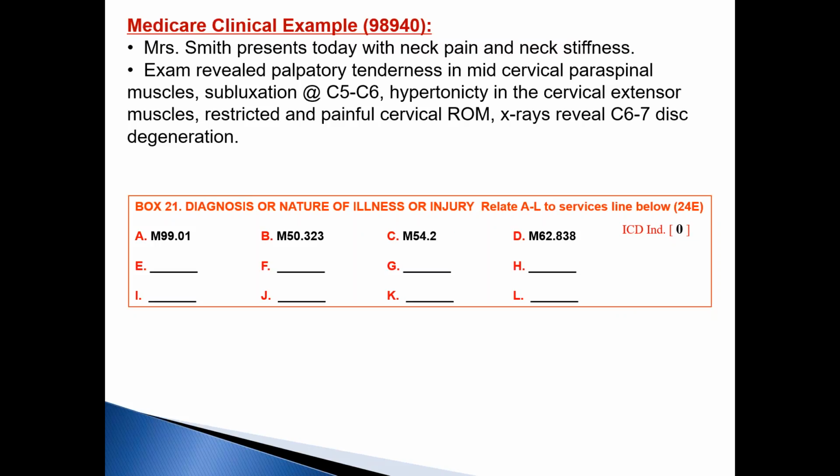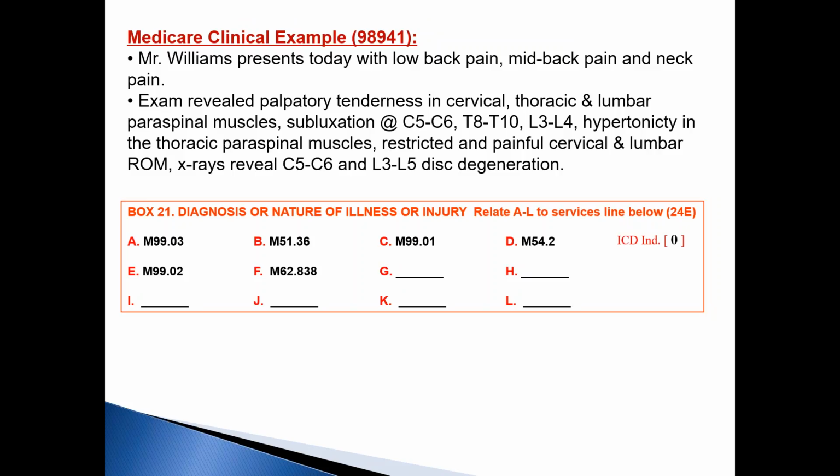Let me give you a couple of Medicare examples here. Mrs. Smith presents with neck pain and stiffness. We do an exam. We find tenderness in the mid-cervical paravertebral muscles, subluxation C5, C6, hypertonicity in the cervical extensor muscles, painful and restricted range of motion. So there's cervical subluxation, there's the disc degeneration, the neck pain, the spasm. So that's 4-0. 4-1 gets a little bit more complicated.